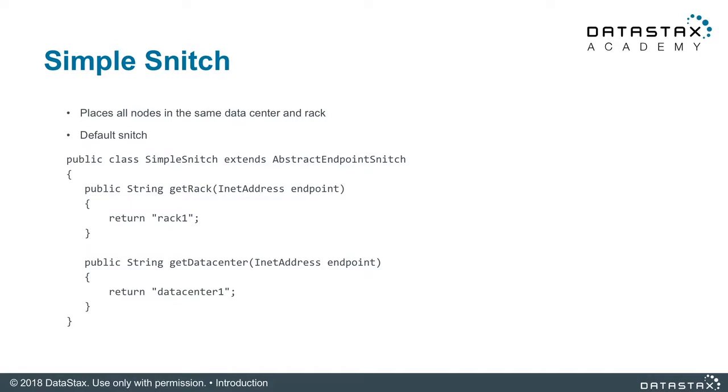Simple snitch is the default. This is literally the code. Simple snitch does nothing fancy. When you set your nodes to use Simple Snitch, it places all nodes in Data Center 1 and Rack 1. Remember that racks and data centers are logical node assignments, which you will usually want to match to your real physical setup.